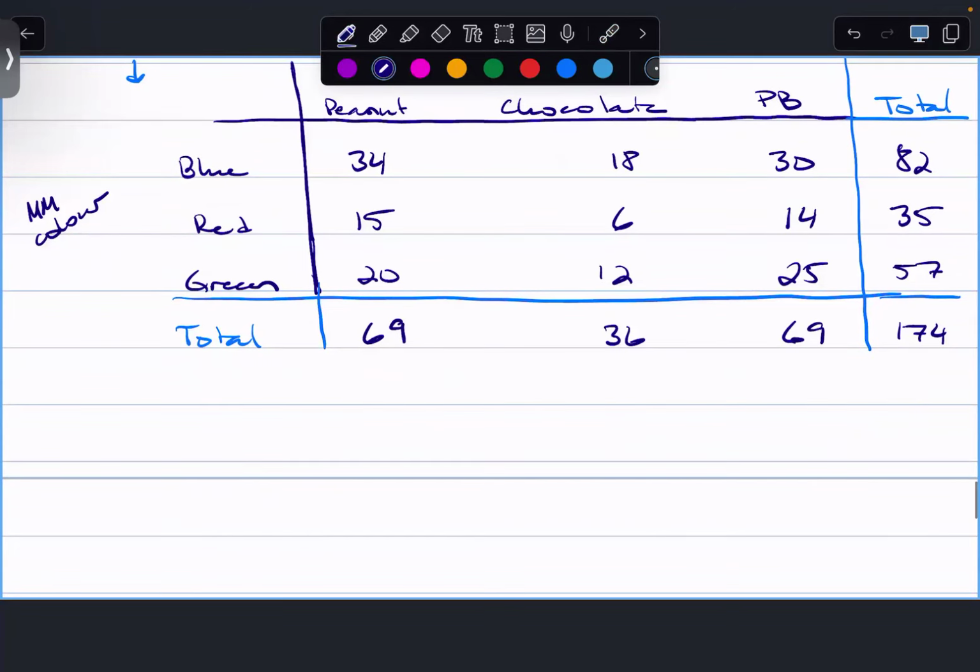So here, we test whether the M&M color is independent of the M&M type.